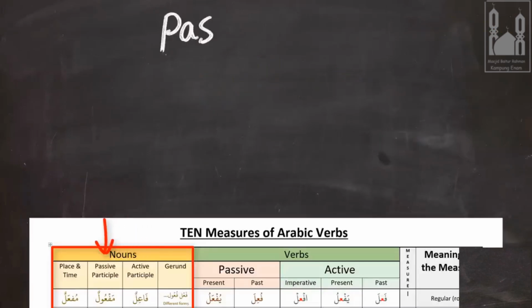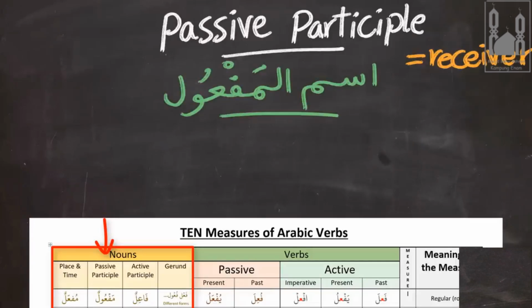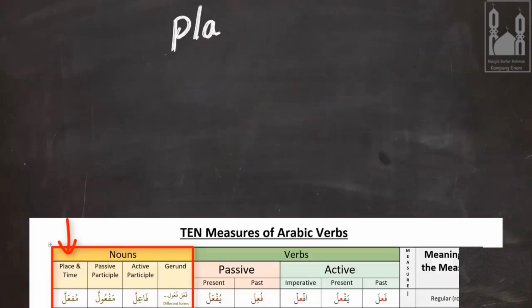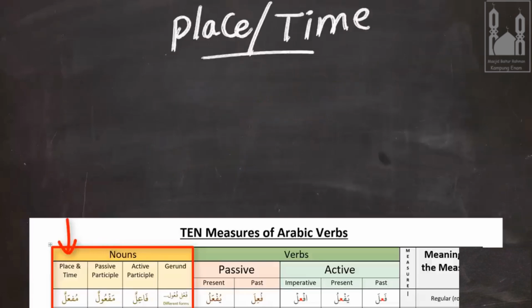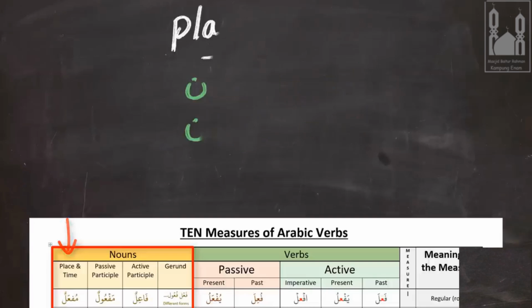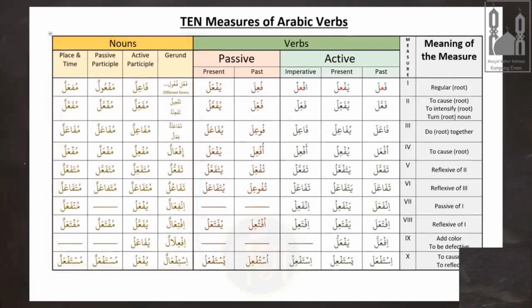The passive participle is like the recipient or the receiver state, or in Arabic, اسم المفعول. Like when we say a spoken message. And as for place and time, they are words that refer to places or times which are derived from the root of the verb. And in Arabic we call them اسم المكان and اسم الزمان. And we'll see examples from the Quran for each of these categories when we start learning the verb lists of each verb form.